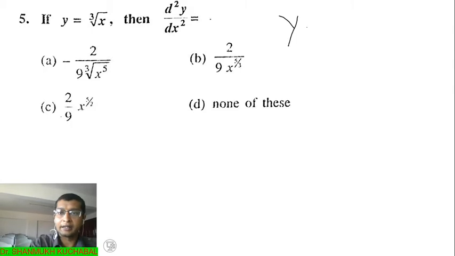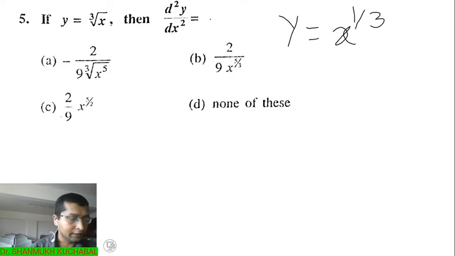y equal to cube root of x. The cube root can be written as x raised to 1 by 3. Then dy by dx is a first order differentiation. Everyone look here, it is d square y upon dx square, which is called successive differentiation. First we have to find dy by dx, and then once again differentiate with respect to x. Then we get the second order differentiation as d square y divided by dx square.